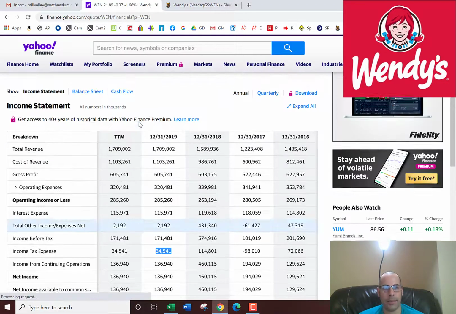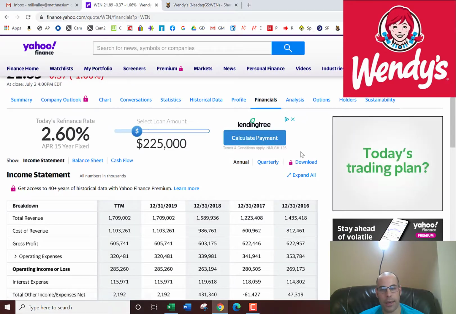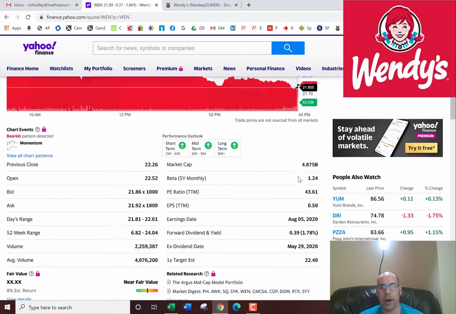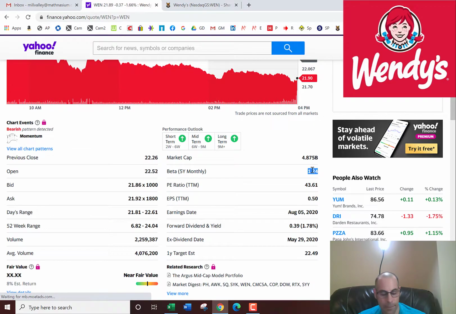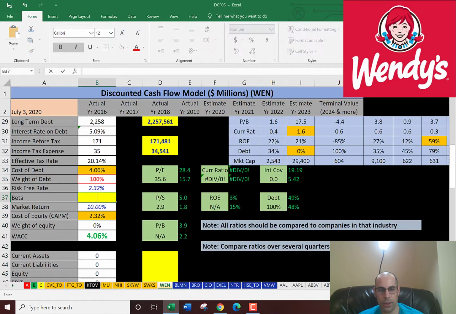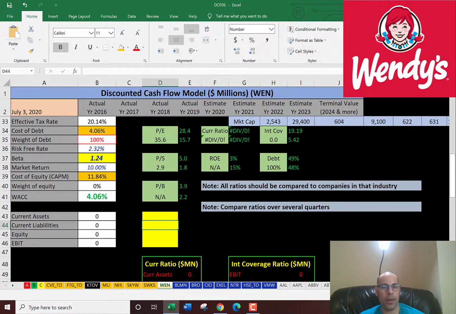So that's back in Yahoo Finance. And the beta is the volatility of the stock. So the higher the beta, the more volatile the stock is. It's not too bad, the beta, 1.25. So the stock moves about 1.25% of the market.